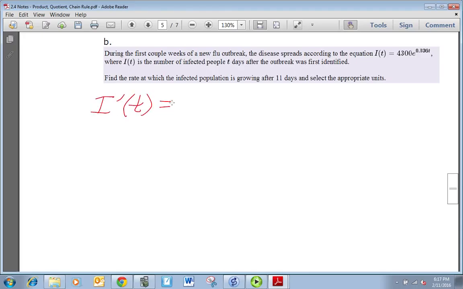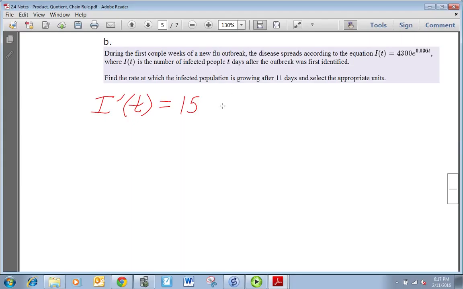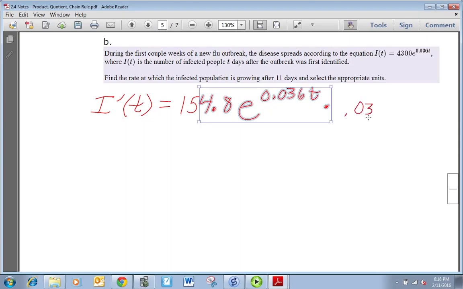is going to be, we need to take that 0.036 and multiply it by 4,300, and we get 154.8. I inadvertently added a sticky note. Let's see if I can get rid of it. There we go. 154.8 e to the 0.036t. And then we have to multiply by the derivative of the inside, which is the power on e. So it's 0.036.